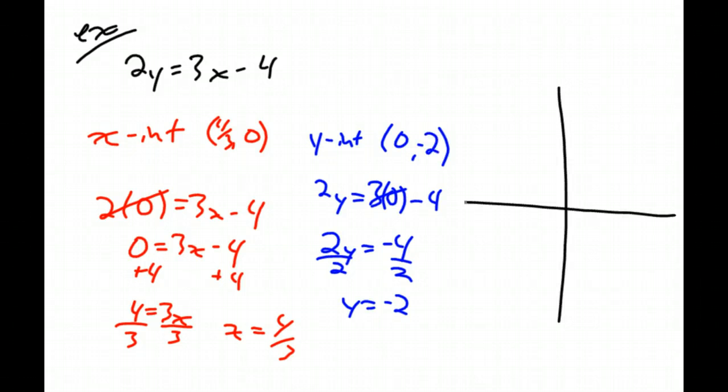Then on a graph, you have your y-intercept, 0, -2. So about right there. You have your x-intercept, 4/3, 0. 4/3 is 1 1/3. So I can go over 1, and I'm going to be somewhere kind of closer to 1, somewhere right there. And then just draw a straight line through both of your points. And that's it. That's all there is to this stuff.